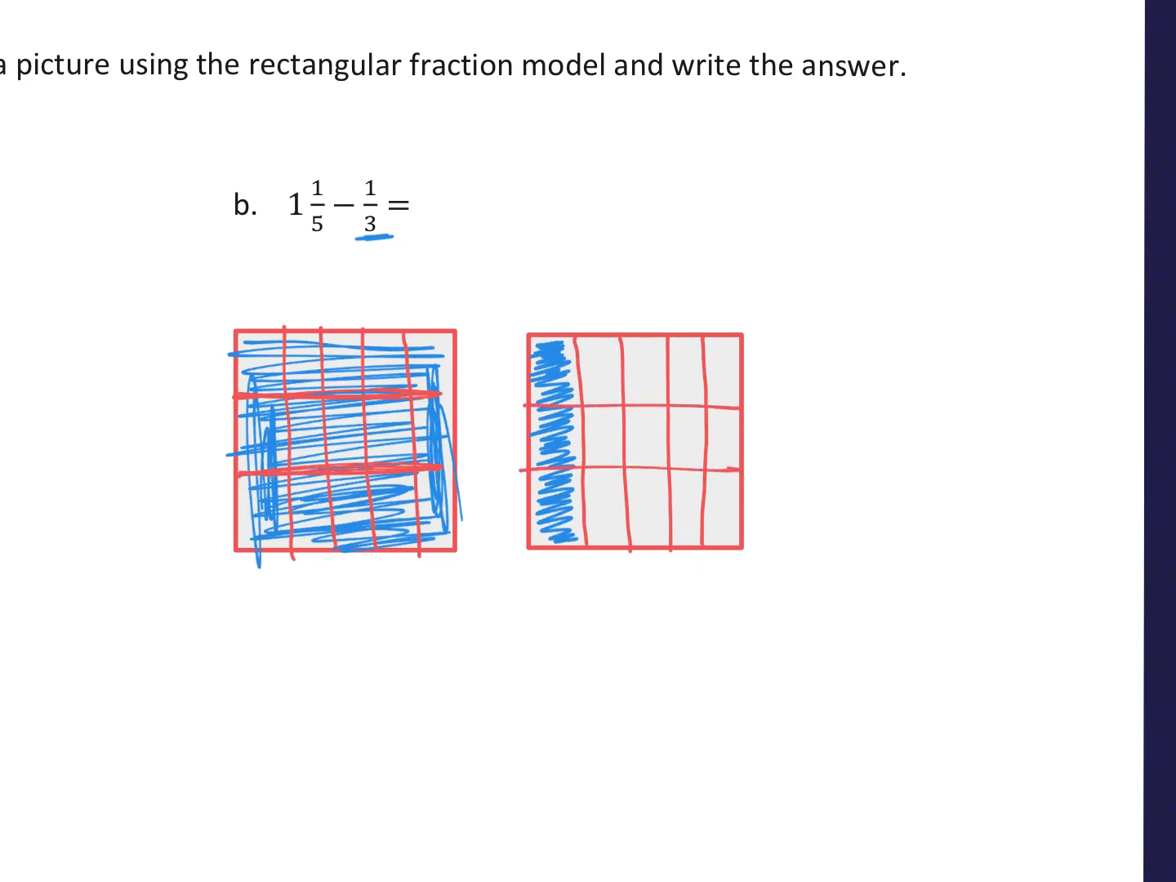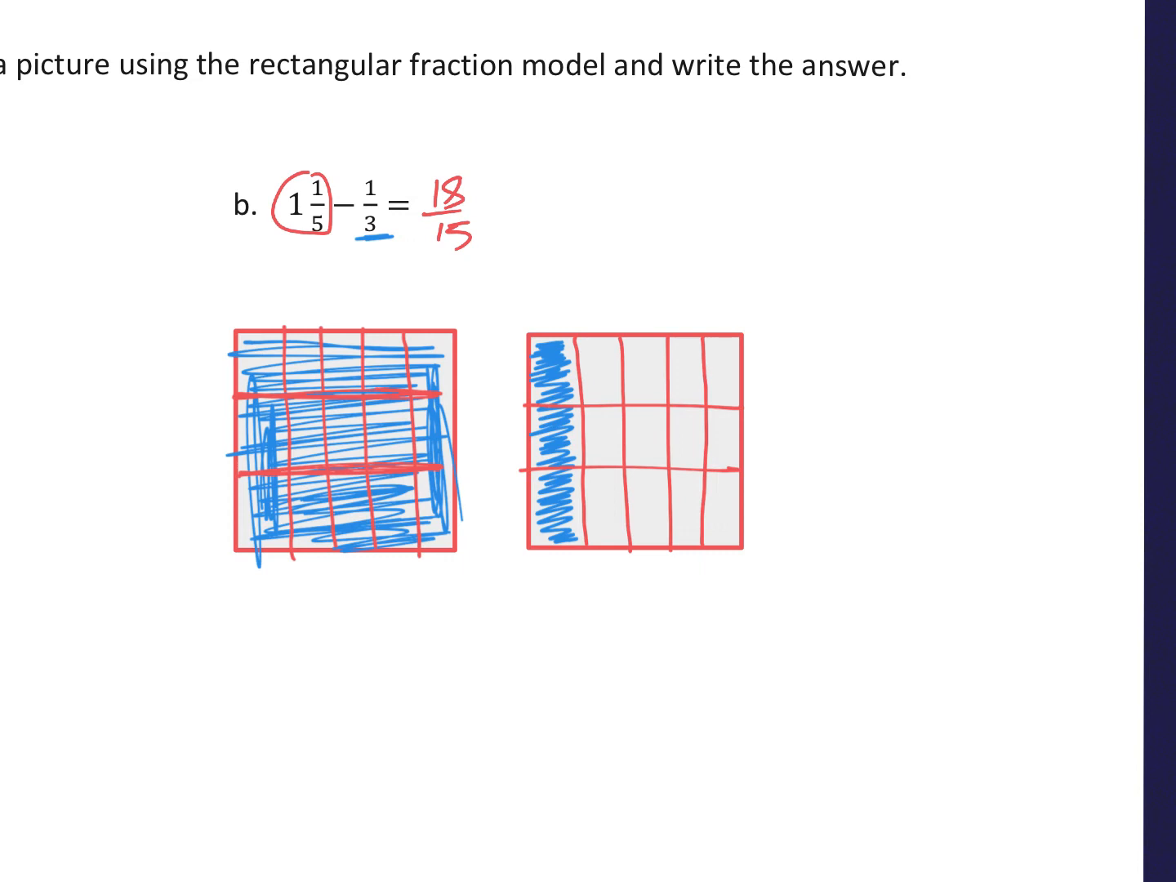So now what do we have? Well, we have 1, 2, 3, 4, 5 times 1, 2, 3. That's 15. So there's 15 15ths here. 16, 17, 18. So we have 18 15ths. That's what this number became. Okay? 18 15ths.